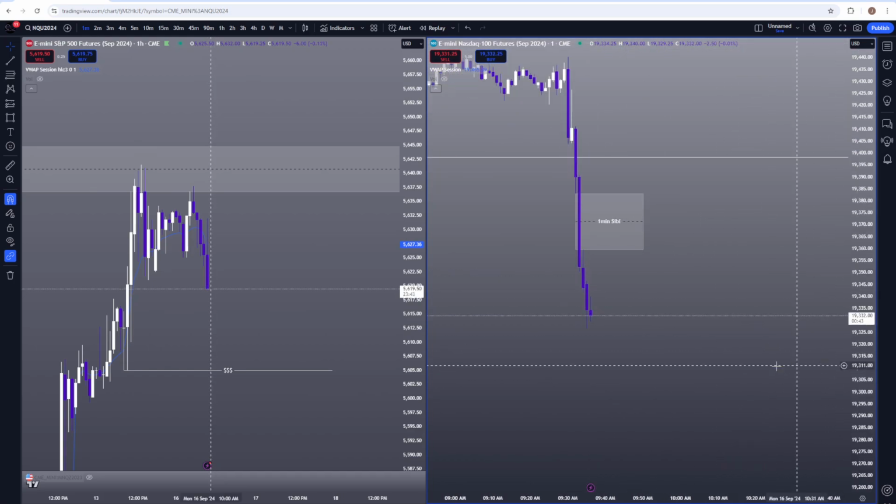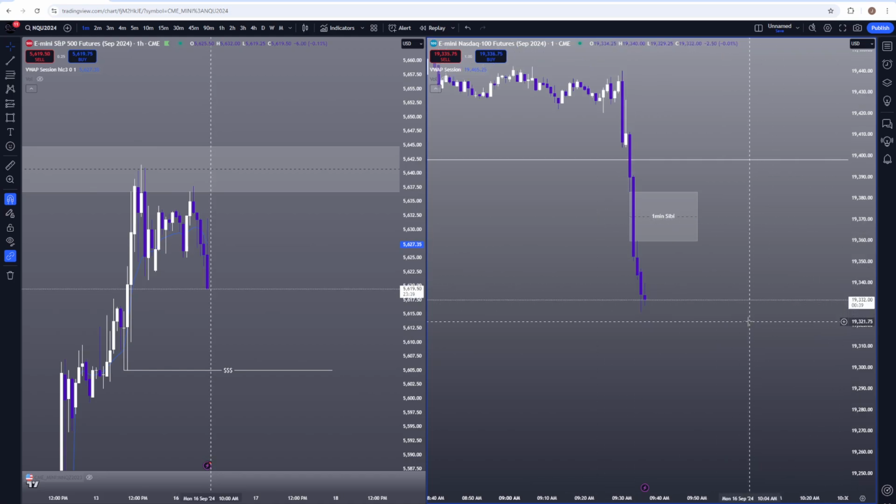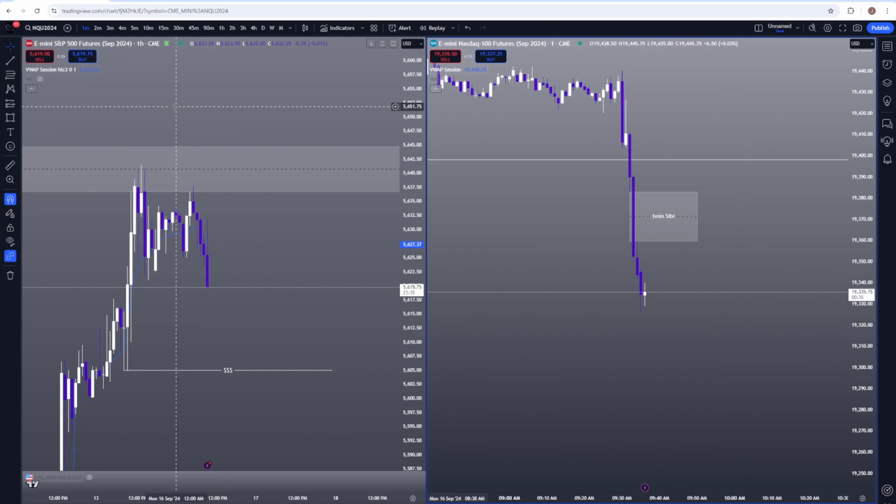Well, right now, we don't have any pullback. We're not really creating any real structure yet, so there's no trades that I can really look to jump into. There's still not really any trades that I can look to jump into right now.